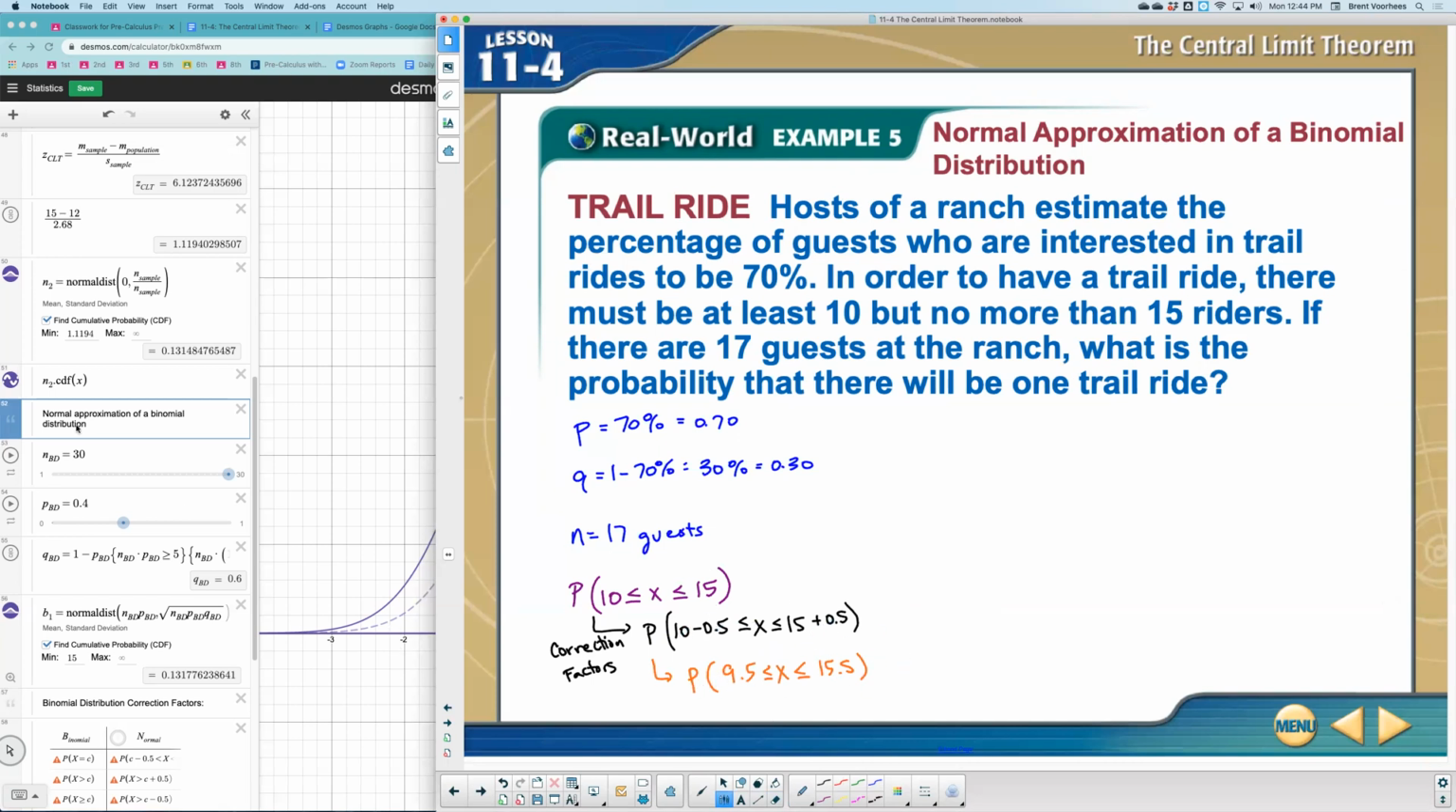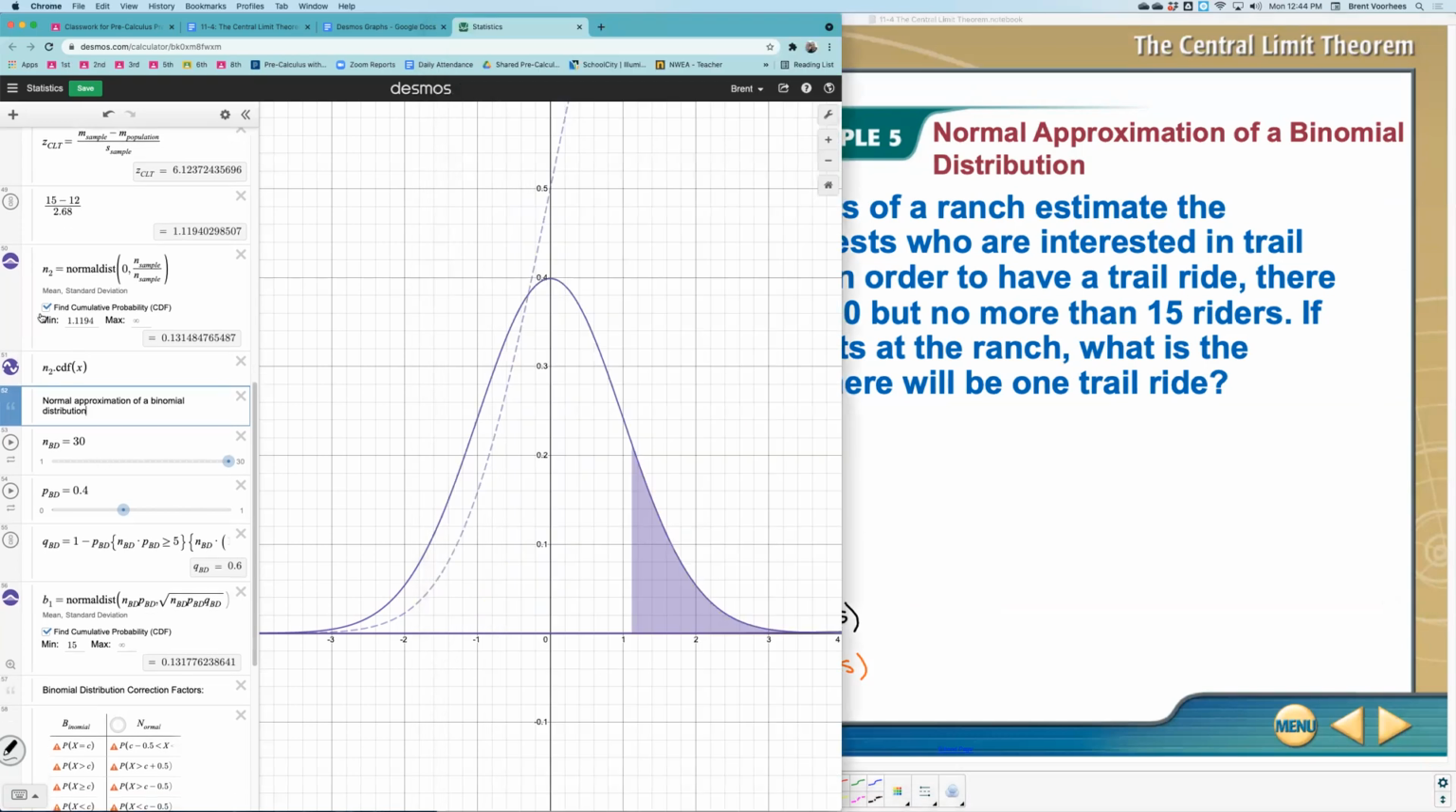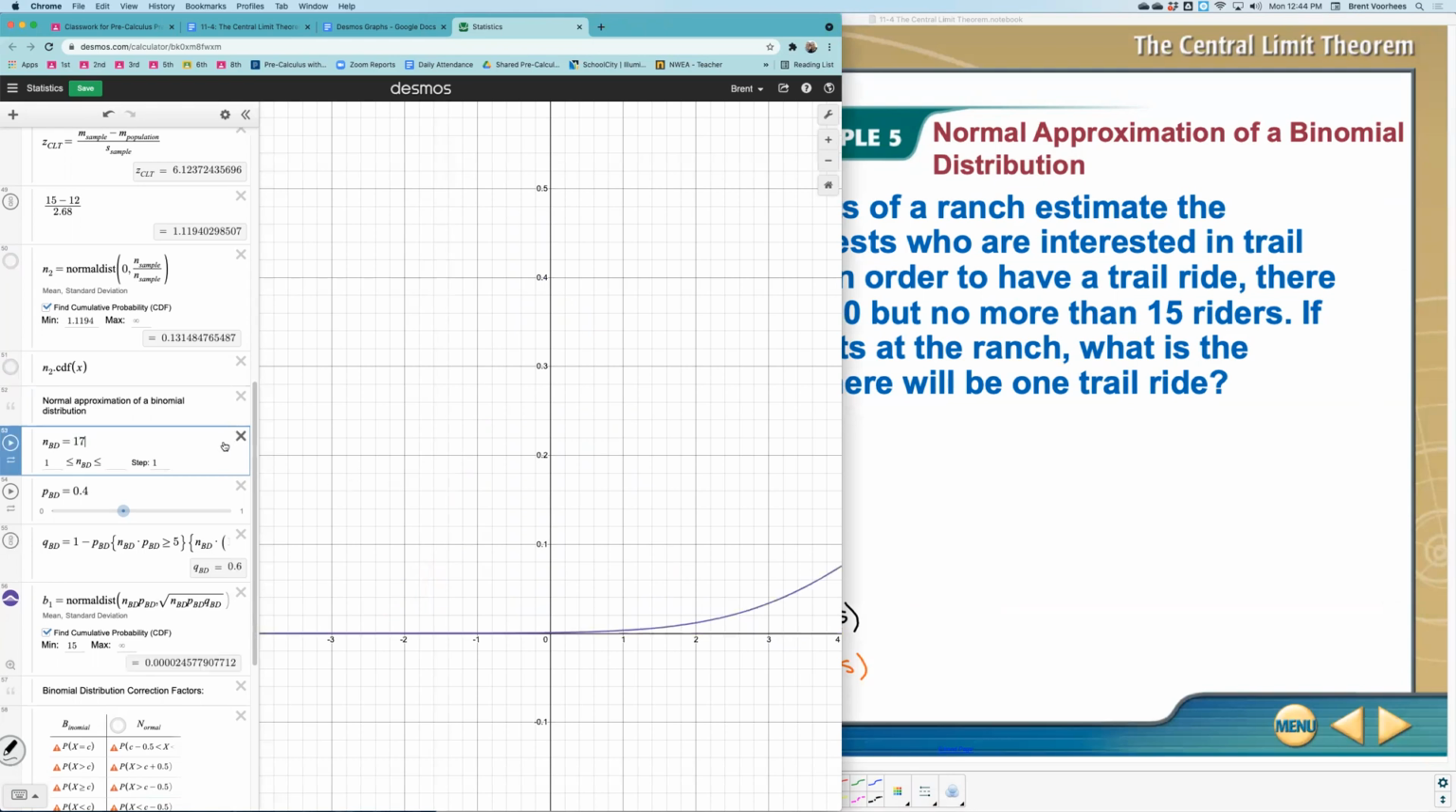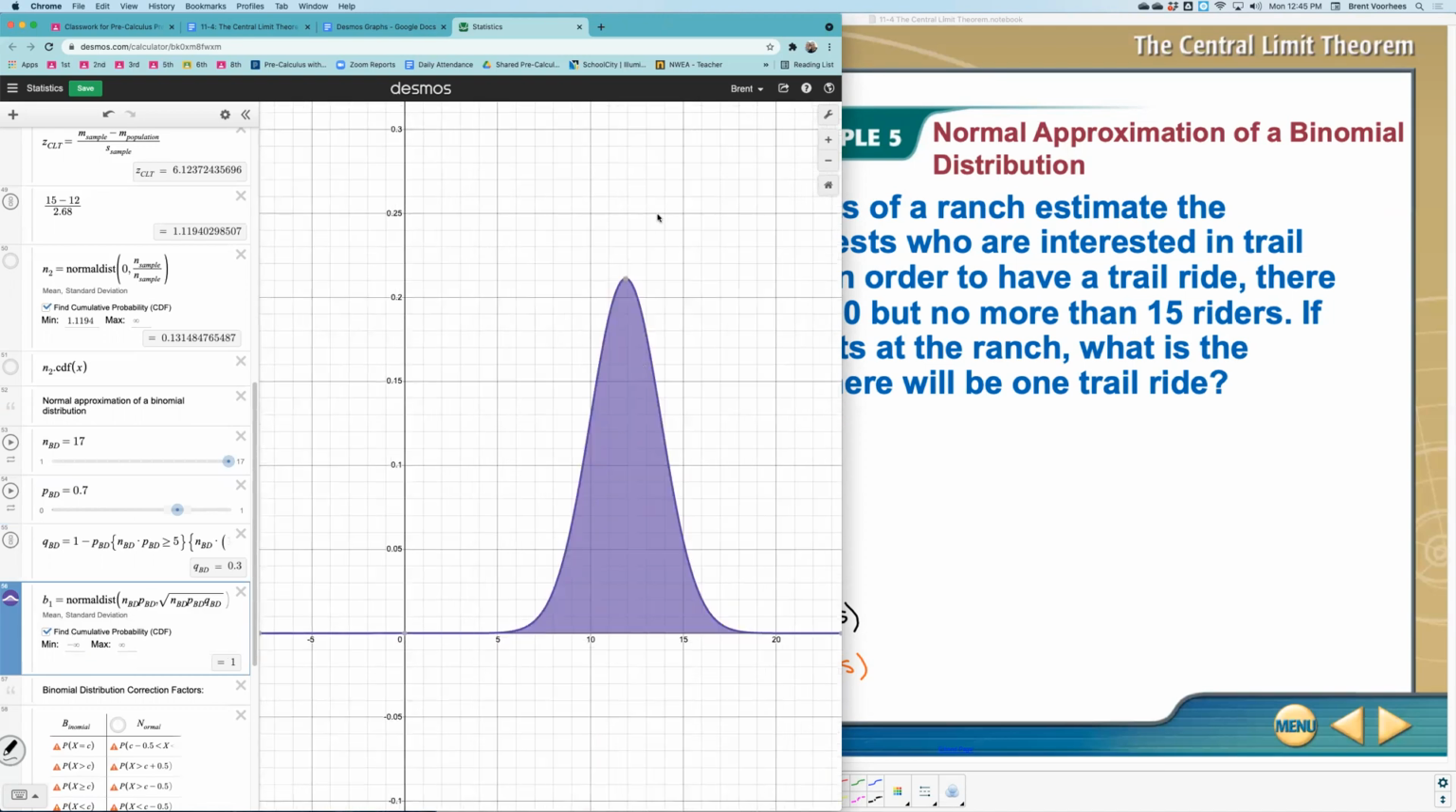So let's look at this over here. I'm gonna change these values. Let me just turn this one off because that's not the values I want anymore. We're gonna say that there are 17 guests. The probability of them wanting to ride is 70%, which means it's 0.3, or 30%, the total who will not want to ride. And so now when I look at this normalized distribution of the binomials, I want to know what's the probability that there are a minimum of 10, a maximum of 15. If I put in those numbers, I get the wrong answer. That's not the right answer.